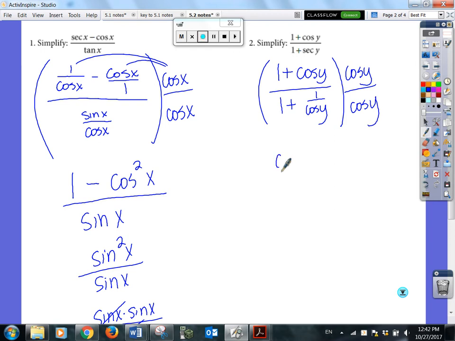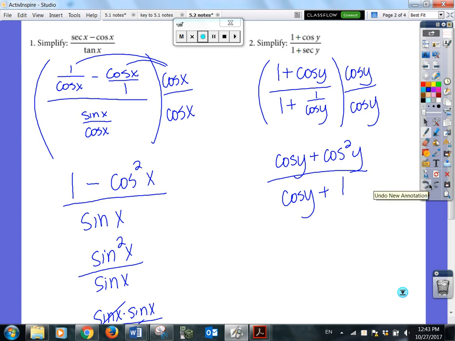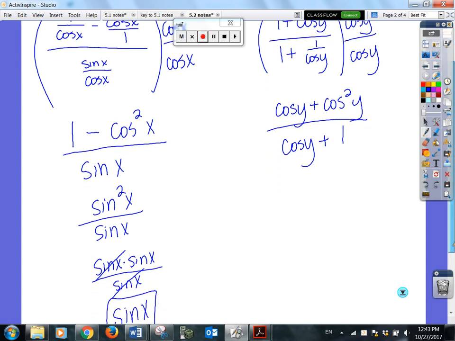So now I distribute, so I end up with cosine y plus cosine squared y over cosine y plus 1, because when I distribute that, and I distribute that, I end up with that denominator. Now, I cannot just cancel cosines. Do not get cancel happy and just say, okay, this goes away, that goes away, I'm left with cosine. That is not the answer. Do not do that. You can only do that if these plus signs were times signs. Then we can start canceling. Plus and minus, we cannot just start canceling.